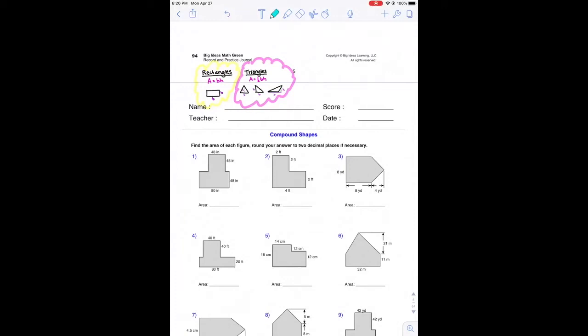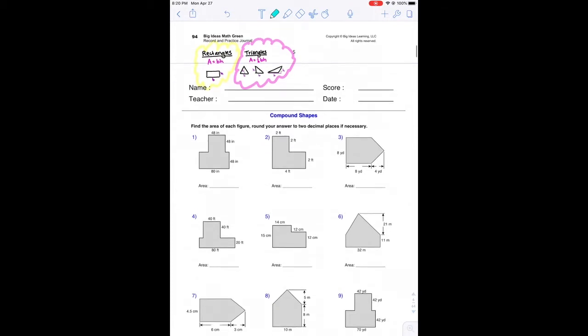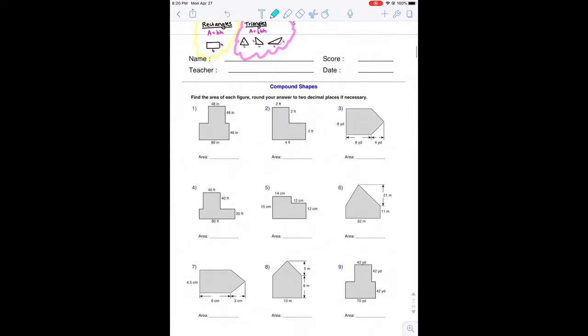Hey students, today we are going to talk about compound or combined shapes. They mean the same thing. Basically it refers to shapes like the ones on this page, where they're wacky shapes and you don't know what the area formula is.